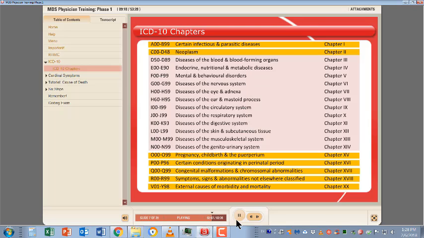Note that while tuberculosis is listed in Chapter 1 with an A code, pneumonias are listed in Chapter 10 with J codes. Please familiarize yourself with the chapters and corresponding codes. A more complete listing of codes can be found in the MDS manual in the attachments.